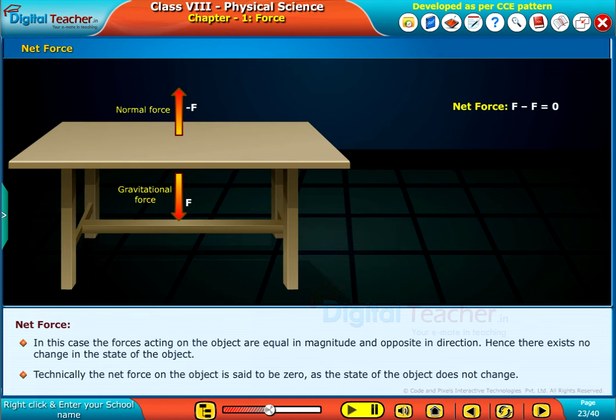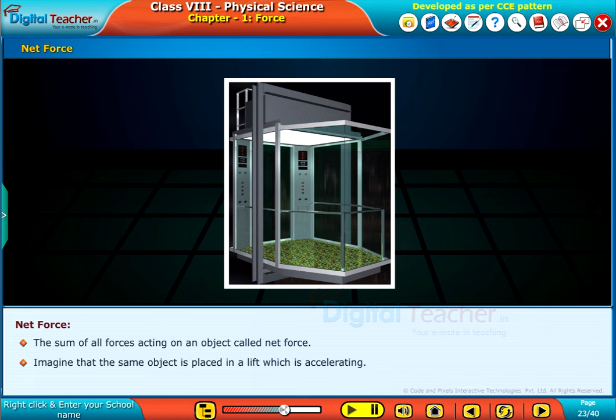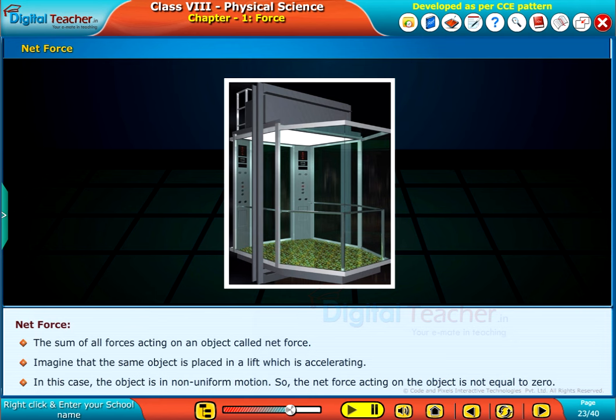Technically, the net force on the object is said to be zero, as the state of the object does not change. The sum of all forces acting on an object is called net force. Imagine that the same object is placed in a lift which is accelerating. In this case, the object is in non-uniform motion. So, the net force acting on the object is not equal to zero.